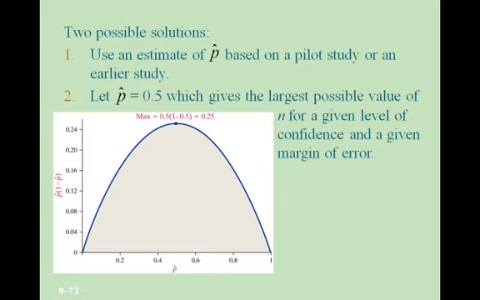And the second thing we can do is let p hat be equal to 0.5 or 50%, which gives the largest possible value of n for a given level of confidence and a given margin of error. And we see a picture of that here. Notice up at the top of the picture, if we let p hat be equal to 0.5, then when we multiply 0.5 times 1 minus 0.5 in our formula, we'll get the value of 0.25.